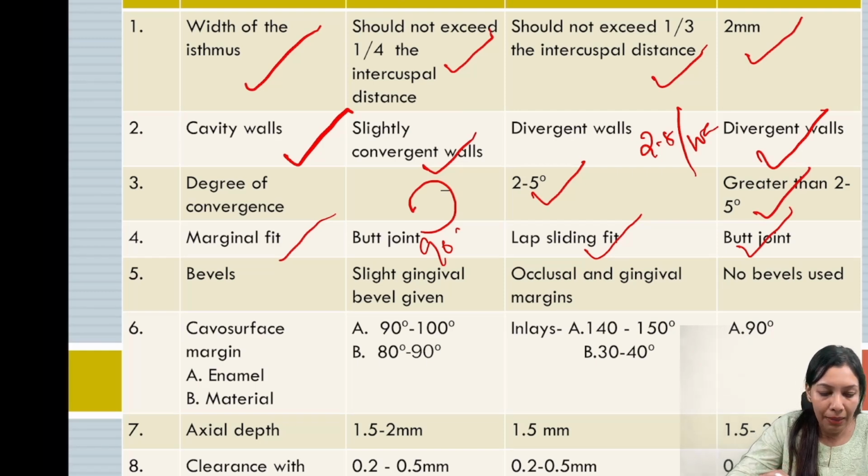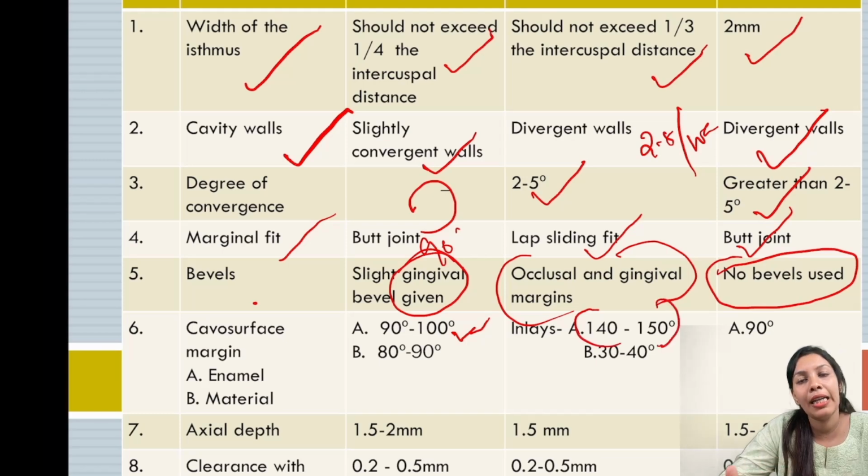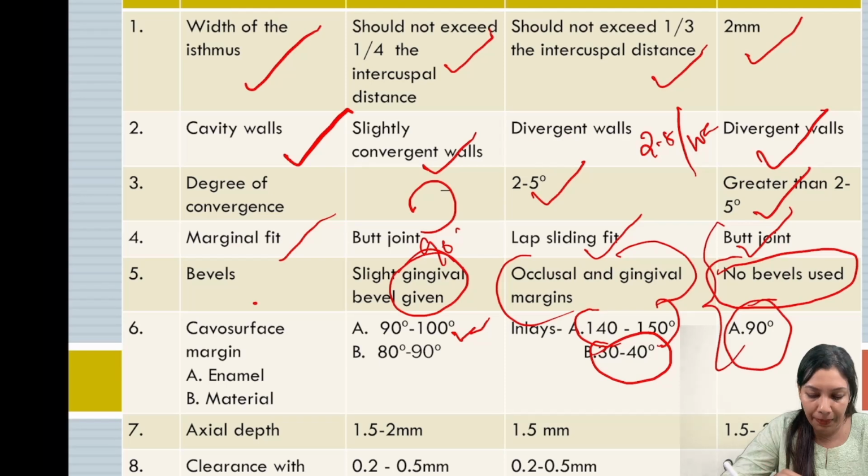Don't forget. Bevel: in amalgam, just a slight gingival bevel is given. Here, occlusal and gingival bevel. Here, similar to that of amalgam, no bevels are given. Cavosurface margin, we know that 90 degrees is the amalgam. Here it is 140 to 150 degrees with the enamel, and metal margin is 30 to 40 degrees. Cast ceramic again is the same as that of amalgam.